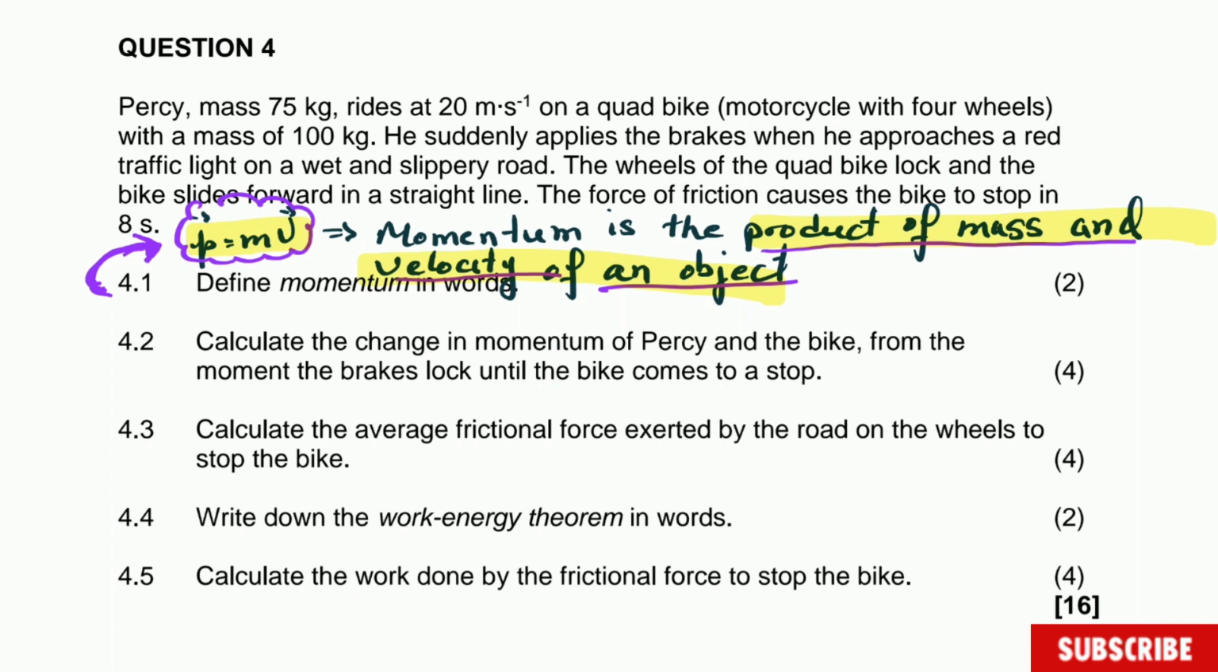Question 4.2, calculate the change in momentum. Now, change in momentum, guys, any change in physics will be equal to final momentum minus initial momentum. Any change in physics is final minus initial, of Percy and the bike from the moment the brakes lock until the bike comes to stop.